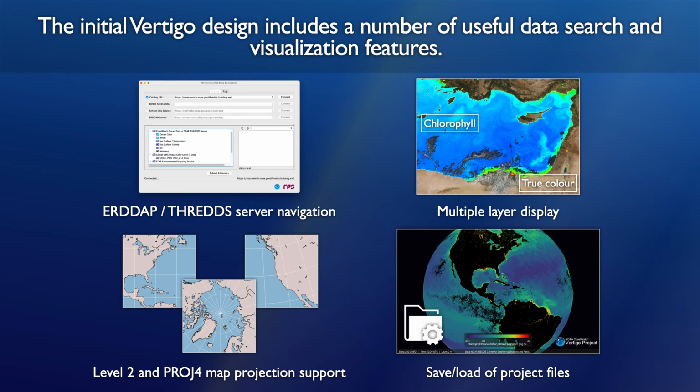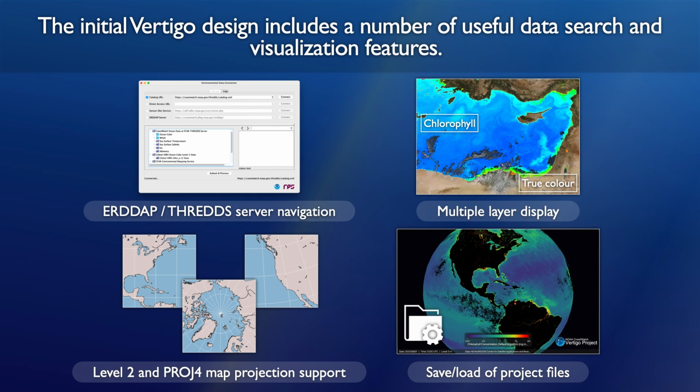The plan is to release a stable version with some basic functionality: the ability to search and display data from an ERDDAP or THREDDS server; multiple layer display, which currently is only a single layer, but for instance the CoastWatch data portal has multiple layers that can be displayed simultaneously; map projection support, both level 2 and map projection, so Proj 4 based maps; and also the saving and loading of project files.